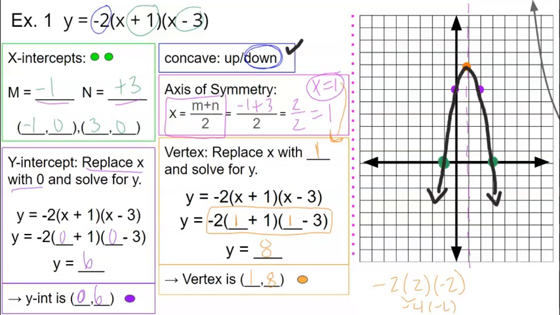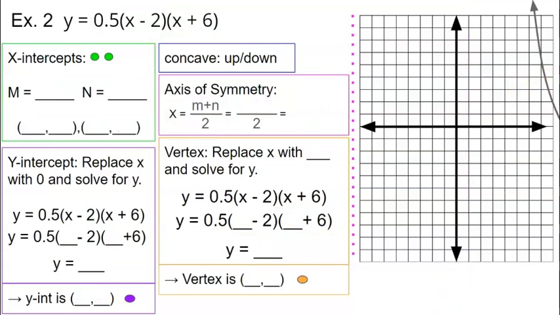All right, so I am going to go through one more example with you. If you feel like you don't need that, you can go ahead and just go into your practice, but I am going to go through another example with us. So we have our equation y equals 0.5 times (x minus 2) times (x plus 6). So again, our a value is positive, so it's going to open up. And then for our x-intercepts, our m value is 2. It's minus 2, so we stay positive. And then negative 6, because we're adding 6, so we make that negative. So then our x-intercepts would be (2, 0) and (-6, 0). Put those on the graph.